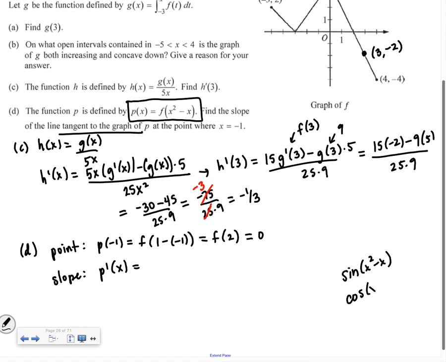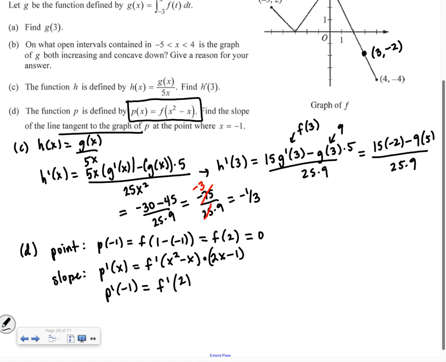It would be cosine of x squared minus x times the chain, so times 2x minus 1. Well, it's the same thing when you have f of whatever. So it's going to be f prime of x squared minus x times the chain, so times that 2x minus 1. Okay, so always think about like sine or cosine or something when you're doing those. So I'm going to have p prime of -1 is going to be f prime of -1 squared, which is 1, minus a -1 is 2, which we just said, times 2 times -1 is -2 minus 1 is -3.